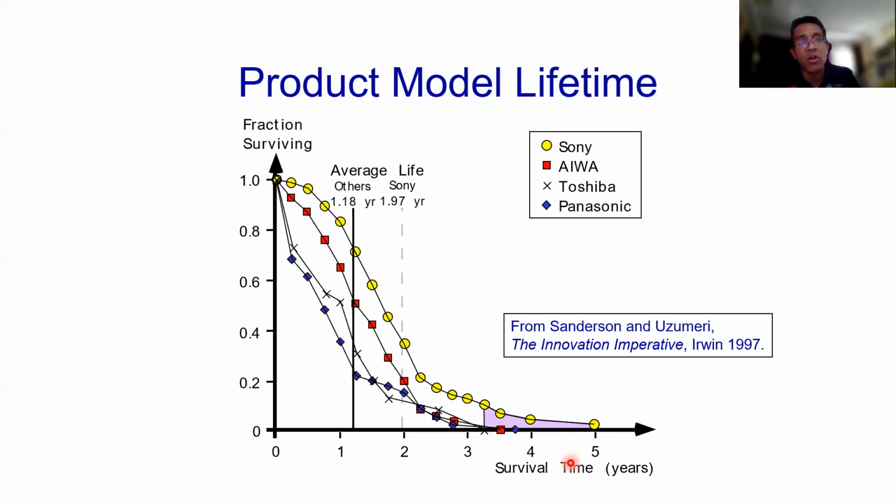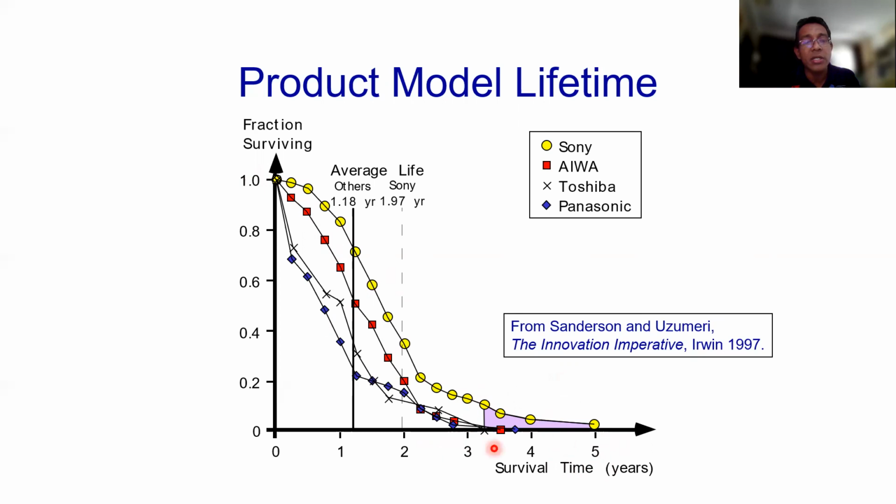So it is just a comparison between the Sony, Aiwa, Toshiba, and Panasonic product model lifetimes. And you can see Sony has a longer lifetime. For example, here they have a good 3 to 5 years of survival time for their product. So they start with the fraction surviving. So you can see different models, different curves.